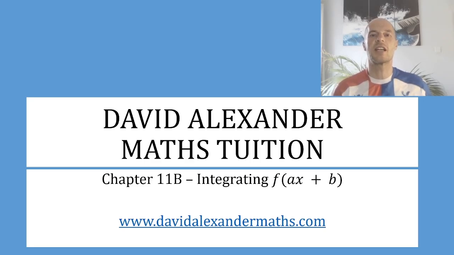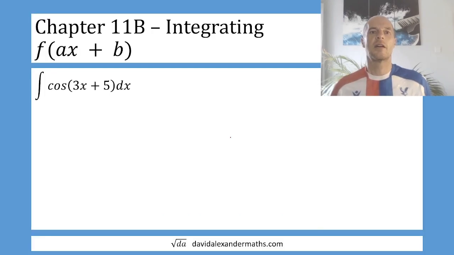This is chapter 11b on integrating f(ax + b). Okay, so let's take a look at our first example. What is the integral of cos(3x + 5)? Now, all of these examples I'm going to solve using what is referred to as the guess and check method.